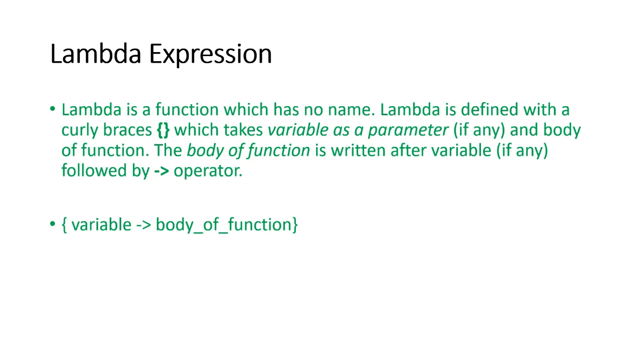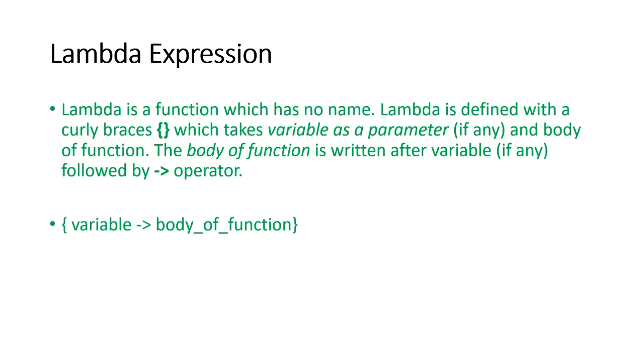Okay, so now let's talk about the lambda expression. What is a lambda? Actually it is a function which has no name. The first thing, the most important line, is that it is a function which has no name. The lambda is defined with curly braces, which take variables as parameters and the body of a function. The body of the function is written after the variable and the arrow operator. So you simply say: variable, arrow, body of function. That's the way you can work with your lambda expression.